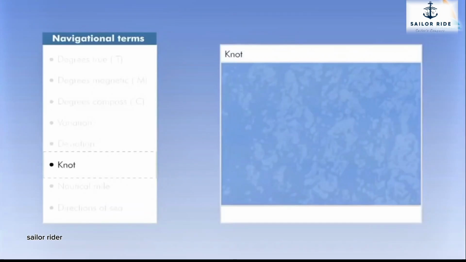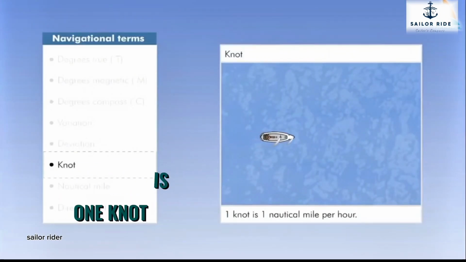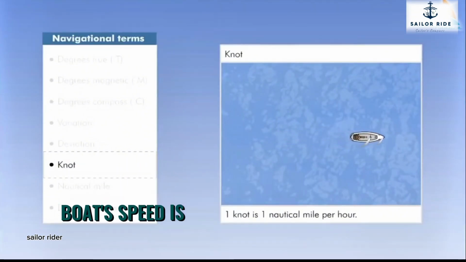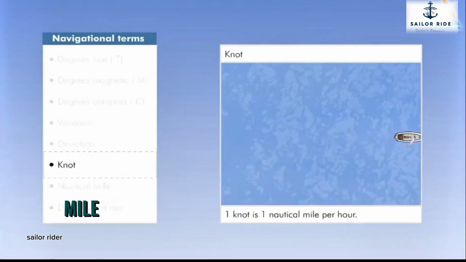Knot stands for the unit of speed used at sea. 1 knot is 1 nautical mile per hour. You can either say that the boat's speed is 1 knot or 1 nautical mile per hour.